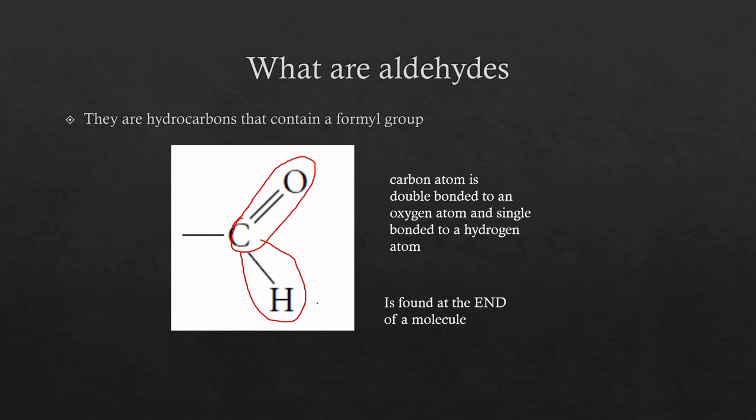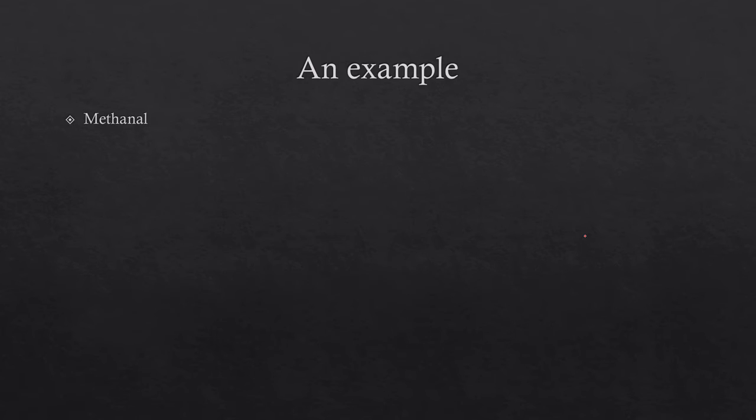And in order for it to be an aldehyde, this formyl group has to be found at the end of a molecule. If the carbon double bonded to oxygen appears somewhere in the middle of the molecule, then it becomes something else called a ketone, which we'll go into later. But an aldehyde is found at the end of a molecule. Okay, so let's draw an example, and the example that I have here is methanal.